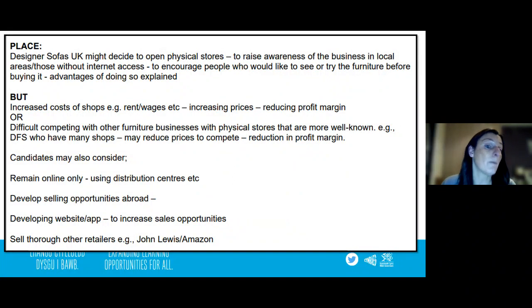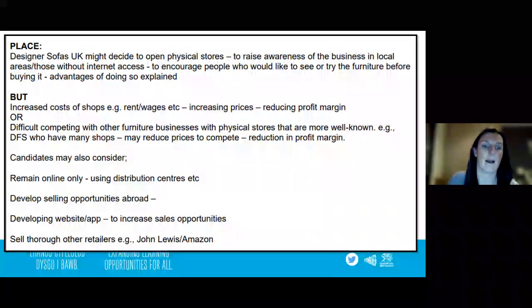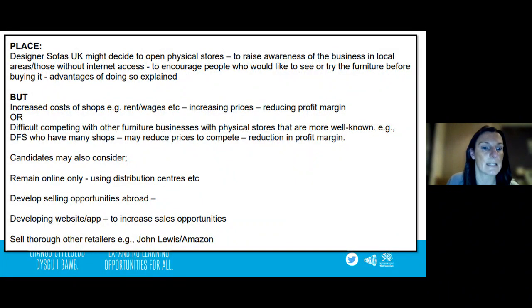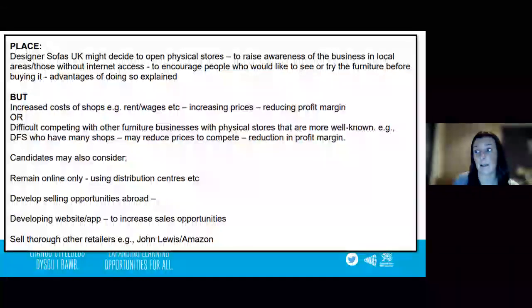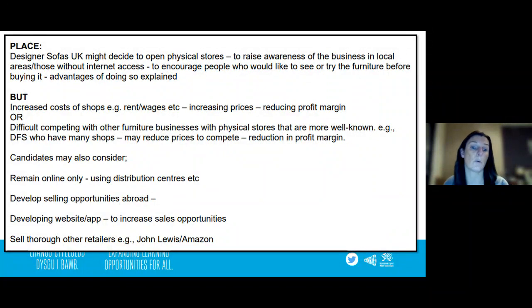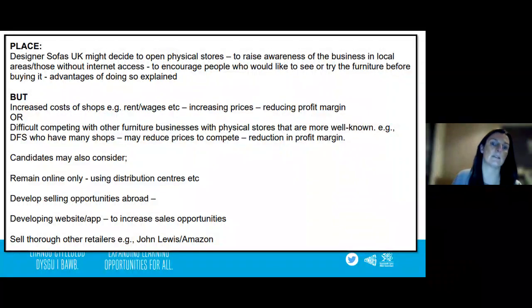You might look at remaining online only and using distribution centres to maybe showcase the product. If somebody wanted to come and see it, maybe you have different distribution centres around the country, so it's not necessarily a physical shop, but you have a part in that distribution centre where people can come and have a look at the quality of the product and sit on it and that sort of thing. So you could utilise it in that way. You've got developing selling opportunities abroad, maybe developing a website to increase sale opportunities. You could sell through Amazon, John Lewis, etc.